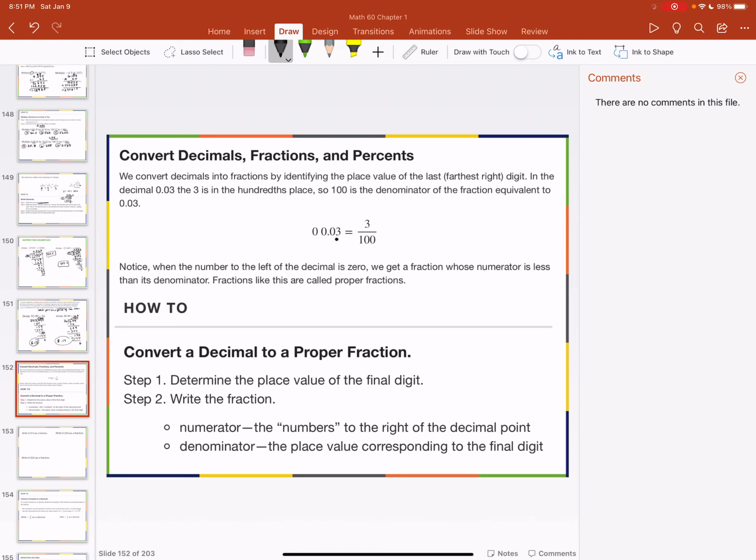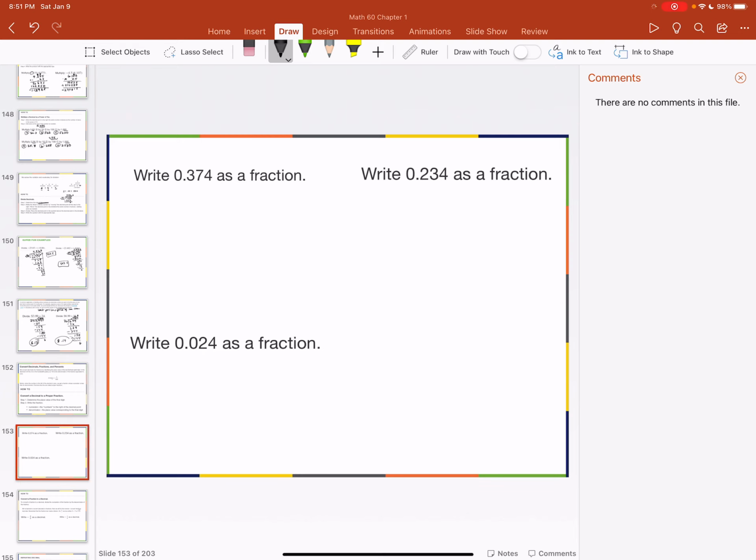So the first thing we do, we determine the place value of the final digit, and we write that as a fraction. Remember, the numerator is the numbers to the right of the decimal point, and the denominator is the place value corresponding to the final digit. For instance, 10, 100, 1,000, 10,000, and so on, depending on where it's placed. Okay, so if we want to write this as a fraction, this is 374 thousandths. So you literally are writing 374 over, how many decimal places? That's 1,000. Okay, and then you see if we can reduce that.